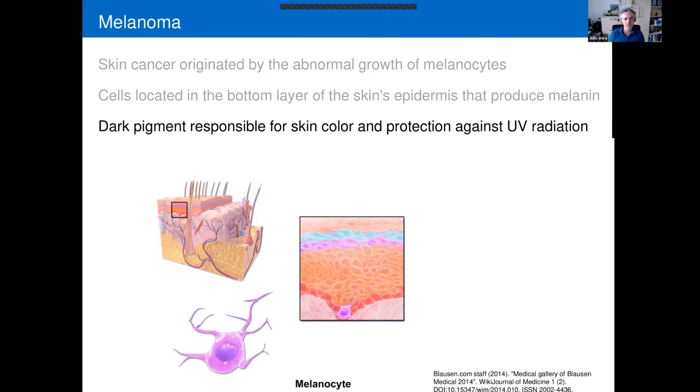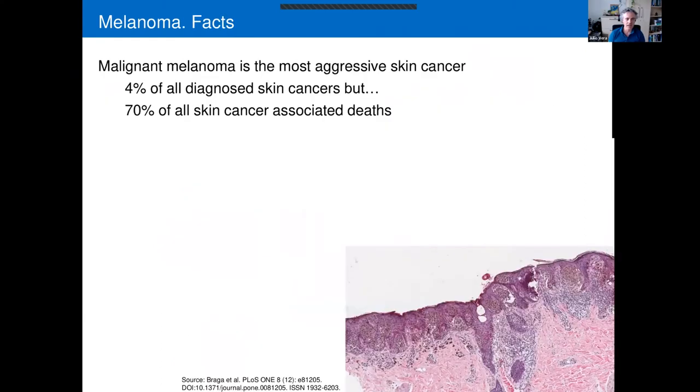So it's very important for protecting us against cancer. But what happens in melanoma is that a number of mutations affect these melanocytes, and then they have an abnormal growth. Malignant melanoma is the most aggressive type of skin cancer in many regions in the world. Only 4% of the patients that have skin cancer are diagnosed with malignant melanoma. But when we talk about the number of people who die from skin cancer, malignant melanoma accounts for 70% of the patients.